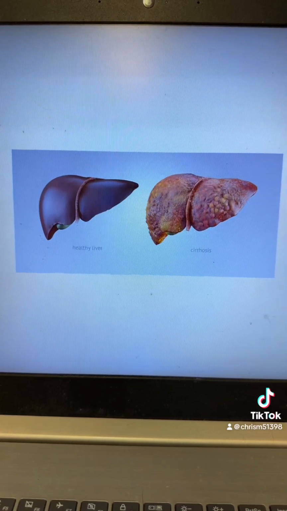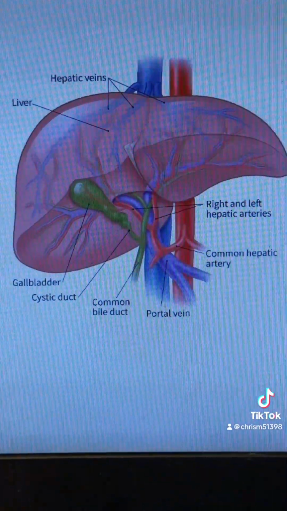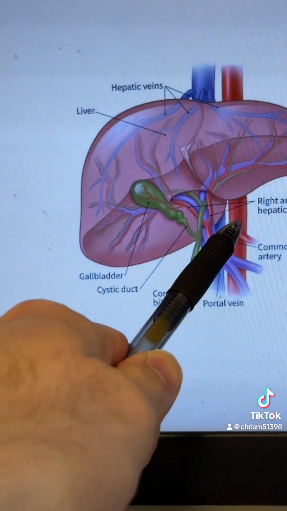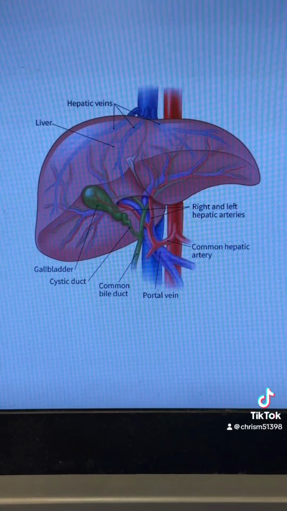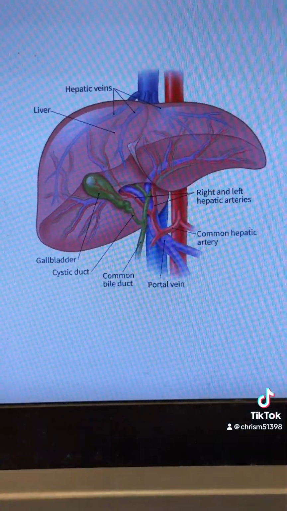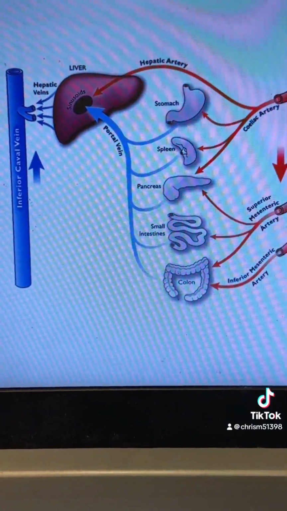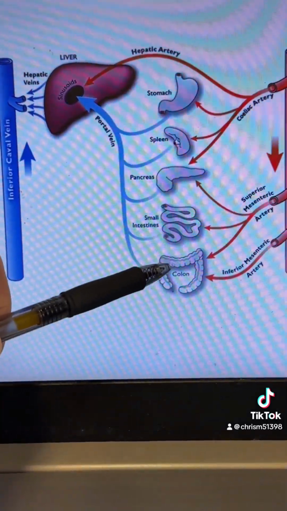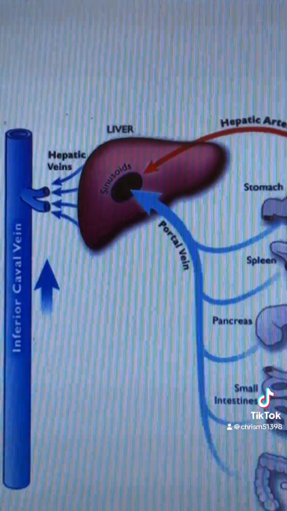Portal hypertension commonly arises as a complication of cirrhosis. Now, I'll remind you that the liver has a dual blood supply. It has its normal blood supply from the hepatic artery, which carries rich oxygenated blood to the liver, and it has another blood supply through the portal vein, which drains venous blood from much of the GI tract and the spleen. It's this portal blood flow that allows a lot of the nutrients and metabolic byproducts that come from the GI tract to go directly to the liver where they can be processed.